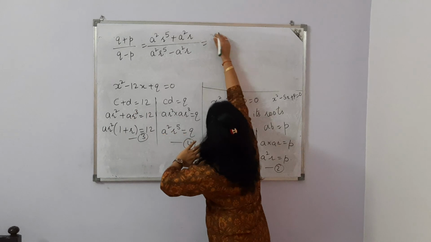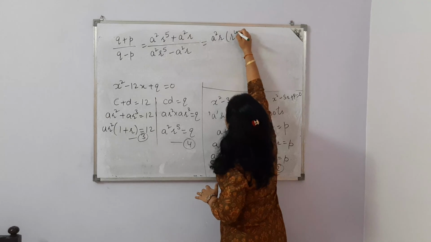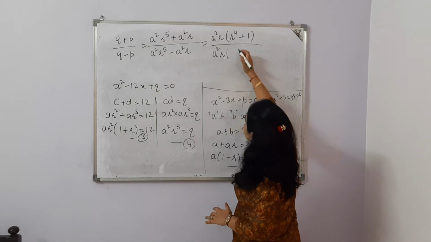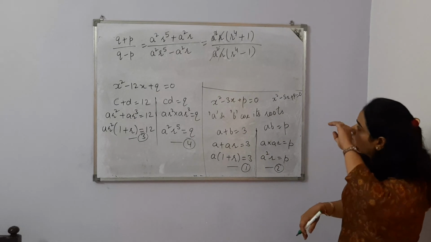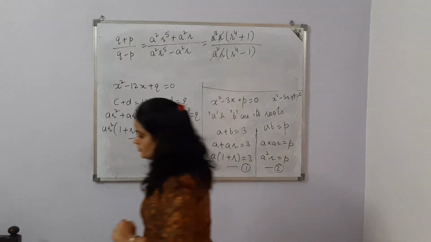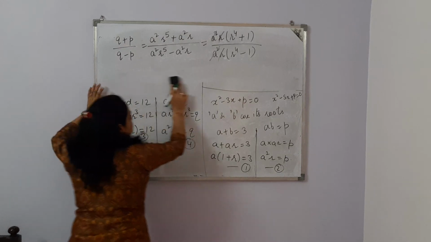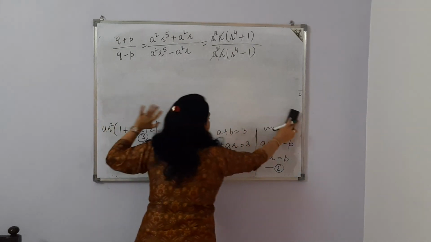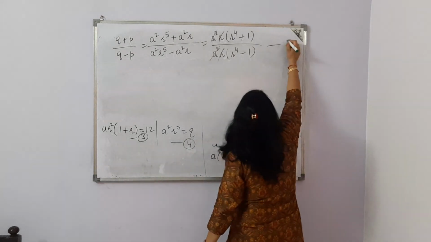Can I take A square R as common? So here I will get R raised to power 4 plus 1, and A square R common, then R raised to power 4 minus 1. A square will cancel out with A square and R will cancel out with R. Now we have R raised to power 4 plus 1 upon R raised to power 4 minus 1. Now we need the value of R so that we can find the ratio. This is your fifth equation.